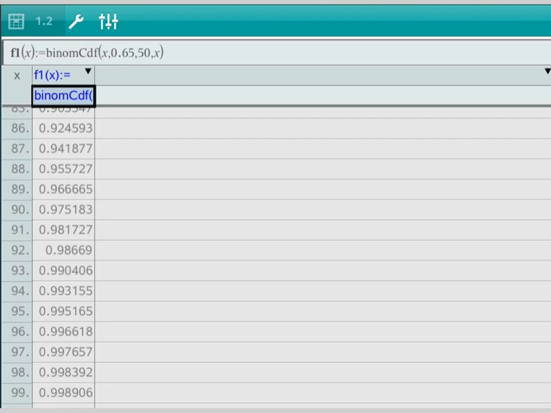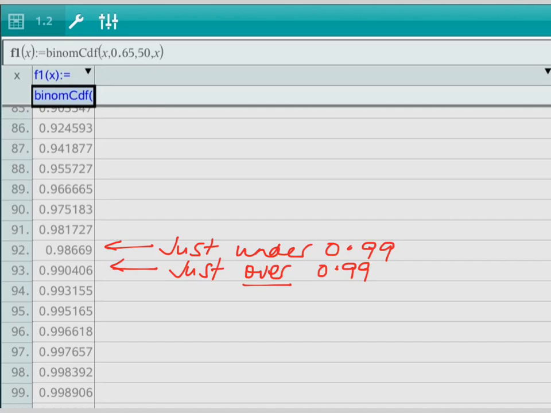I'm now in the lists and spreadsheet application converted to a function table. I've selected f1 of x. You can see up at the top left it's a binomial CDF, exactly the formula I put in on my calculator screen. Down the left-hand side, you can see all those numbers incrementing by 1. That is the number of trials. And if you look to the first instance where it's just nudging above 0.99, you'll see that 92 is just under 0.99 and 93 is just over 0.99.